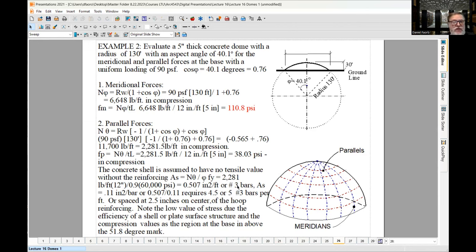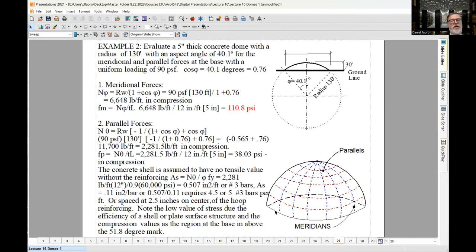I could calculate this, figuring out how many number three bars I would need to provide the area. In this case, this is the tension stress contribution. If I had tension, that's what I would wind up needing here at the very bottom. Why do I have to deal with the tension here? Well, this is pushing outward, right? Everybody follow me? We're on the ground and the parallels are pushing outward.